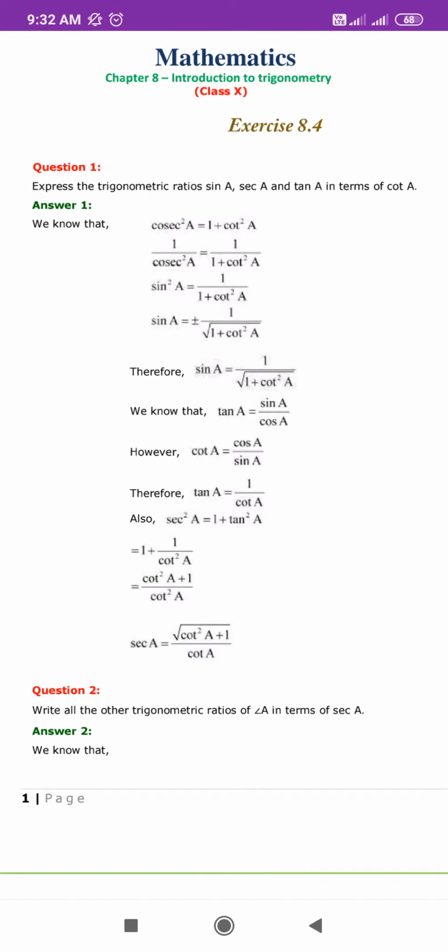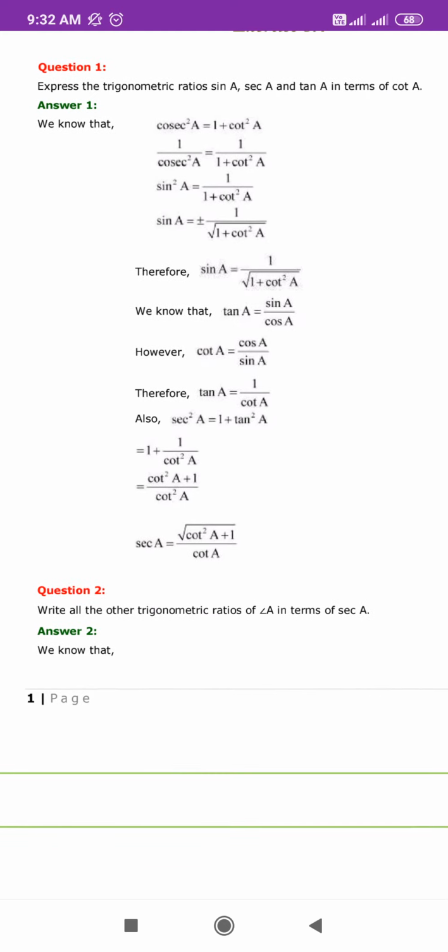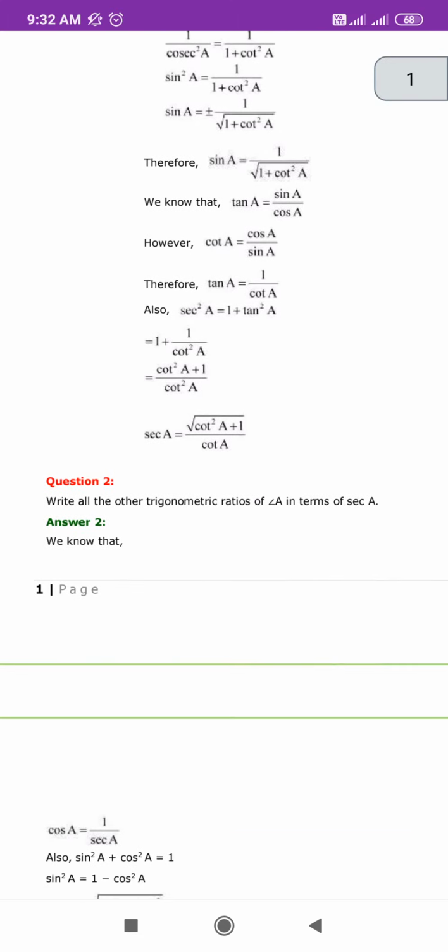Now see all of you, I told you 1 plus tan square theta is equal to sec square theta. So it will be 1 plus tan square A, which is equal to 1 plus 1 upon cot square A. And we will take the LCM. 1 can be written as 1 upon 1, and 1 and cot square A will be cot square A plus 1 upon cot square A. Sec A is equal to, we will take the square root on both sides, then it will be the square root of cot square A plus 1 upon cot A. So sec A will be under root cot square A plus 1 upon cot A.